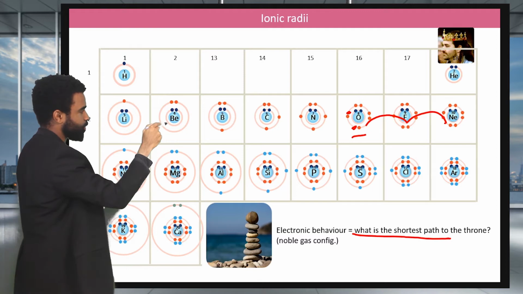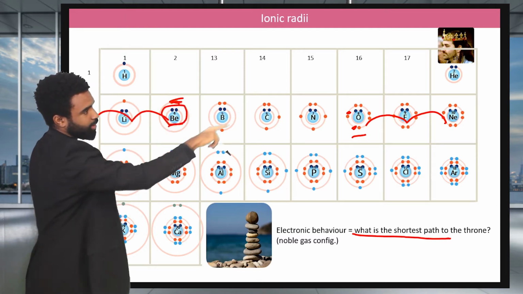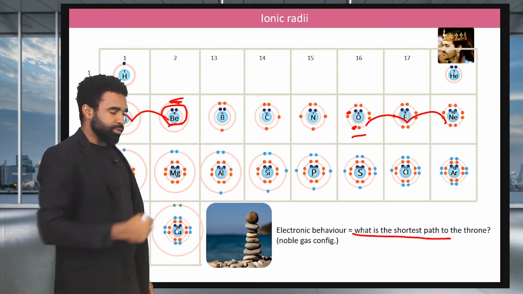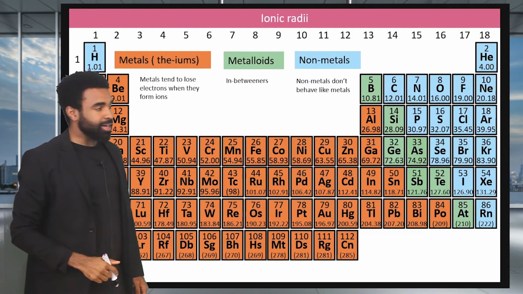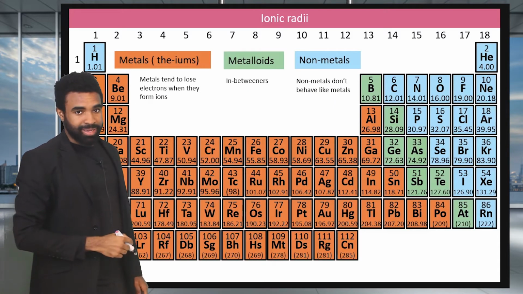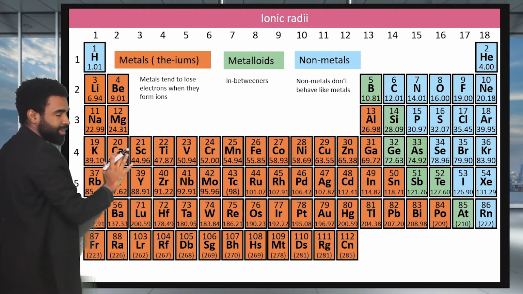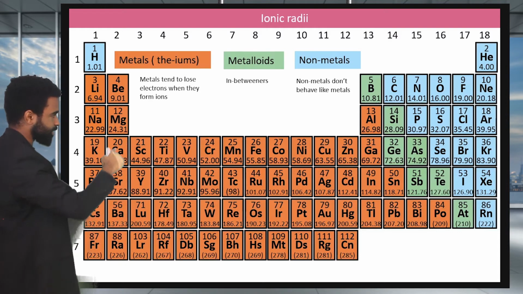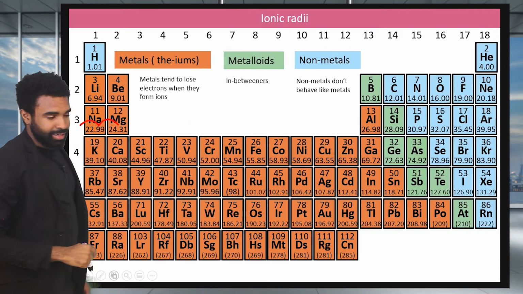And beryllium would want to go this way, lose two electrons, and then it would look like what? Helium, and be happy. So based on this gain or loss of electrons, we can define types of atoms. Metals, metalloids, and nonmetals. The metals will generally tend to lose electrons to become like the noble gases. So for example, magnesium here would lose two electrons to become like neon.